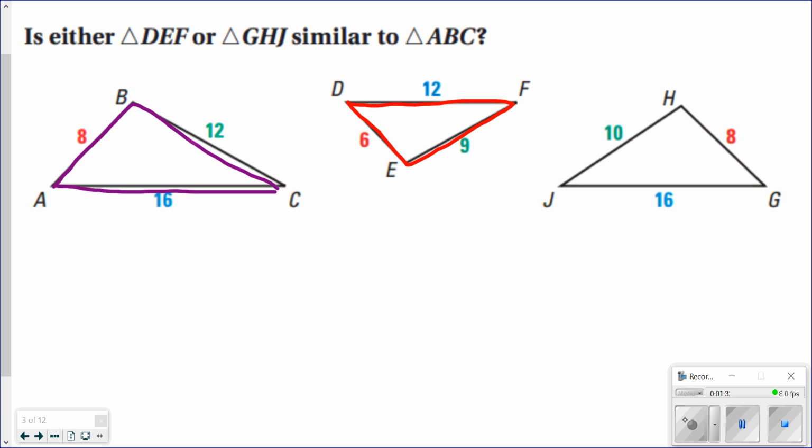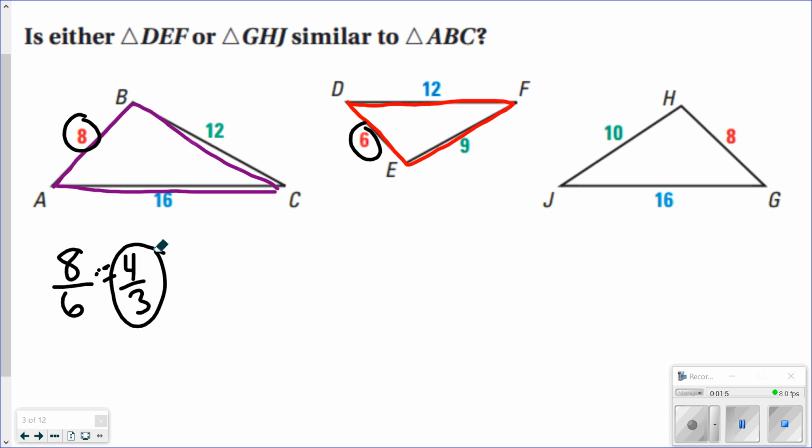All right, so we're going to first start by looking at those two sides. So 8 over 6, and we can simplify that to 4/3. So our ratio right now is 4/3. Let's check out our next side, 16 and 12. So 16 divided by 12. And if we simplify this, we also get 4/3. Let's try this one more time because so far it's looking good.